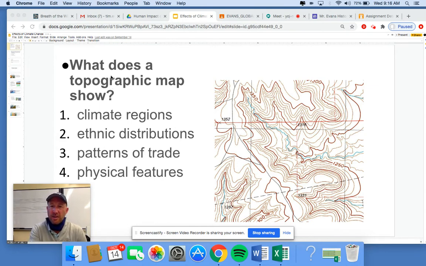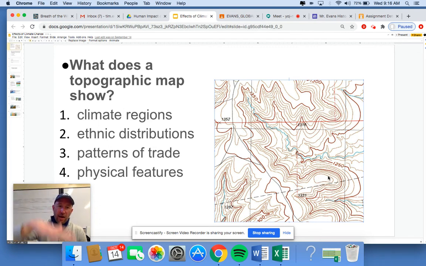show physical features. These lines represent elevation. And so if the lines are super close together, like right here, that means that land is really, really steep. And if the lines are spread out, like right here, it means you have really flat land. And where you see a circle, that's the top of a hill or a mountain, okay? So it's kind of like looking down on the earth.